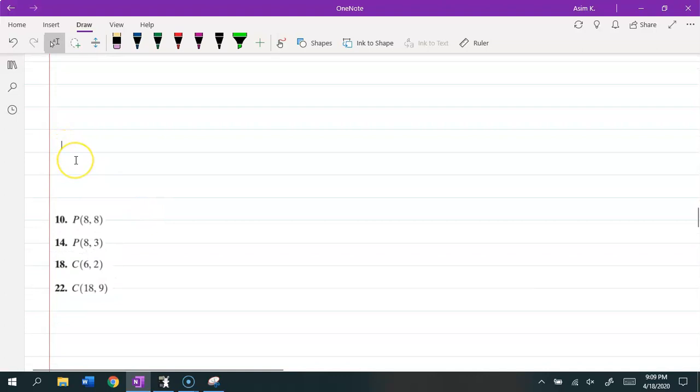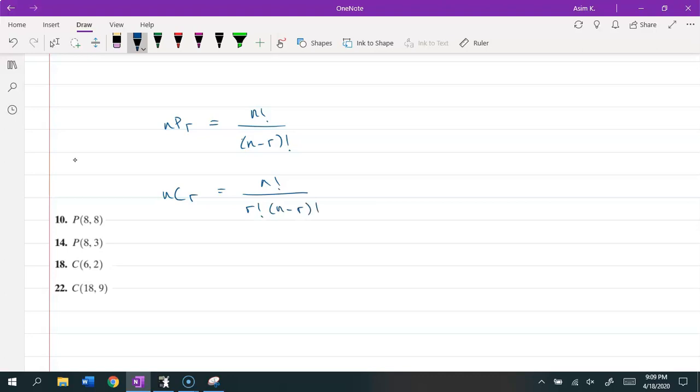Now the next thing that we're going to do is we're just going to practice with the permutation and the combination formulas that we began the lesson with. Basically the permutation formula says nPr is equal to n factorial divided by n minus r factorial. And nCr is equal to n factorial over r factorial times n minus r factorial. And you can pause the video and try a few of these.